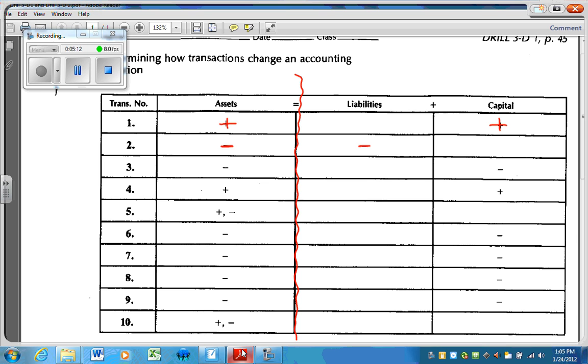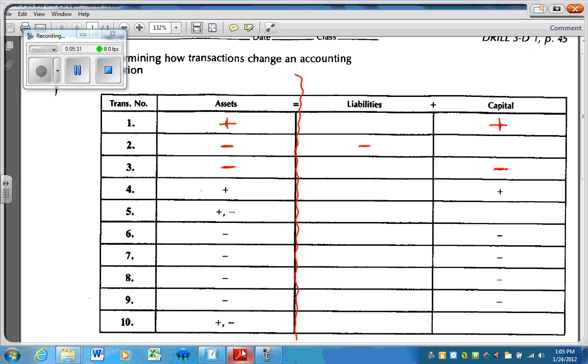Number 3, paid cash for month's rent. Your cash is going down because you're paying money out of your company. Because money's leaving your company, it's worth less. That's why it's being subtracted.